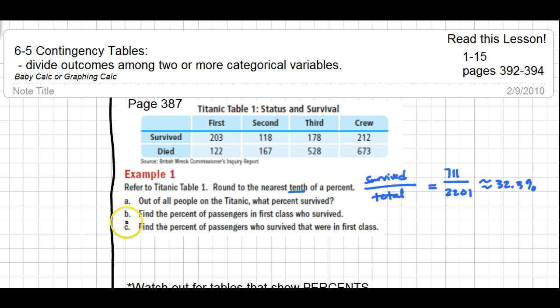Moving on to questions B and C. Hopefully A wasn't too difficult for you. B and C, I want to take a look at how they're worded, because how they're worded is going to change how you're going to set it up. On B, it says find the percent of passengers in first class who survived. The way that these are worded, the first thing that's mentioned, passengers in first class, that's going to be your denominator. So first class total is going to be on the bottom. And then first class with the other thing that's mentioned is going to be on the top. So the first class survivors.